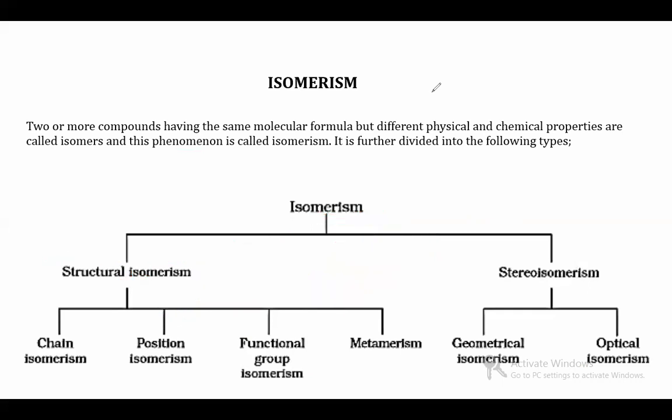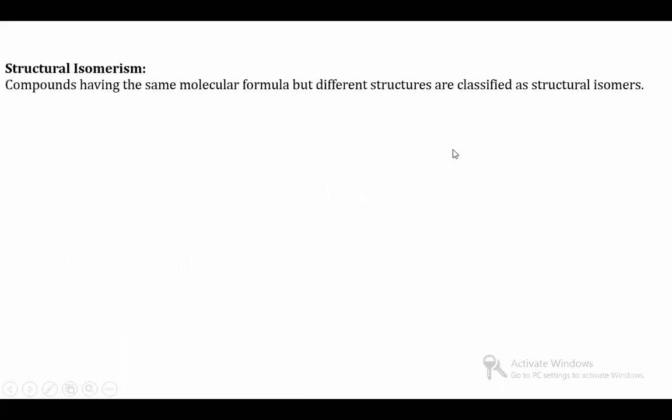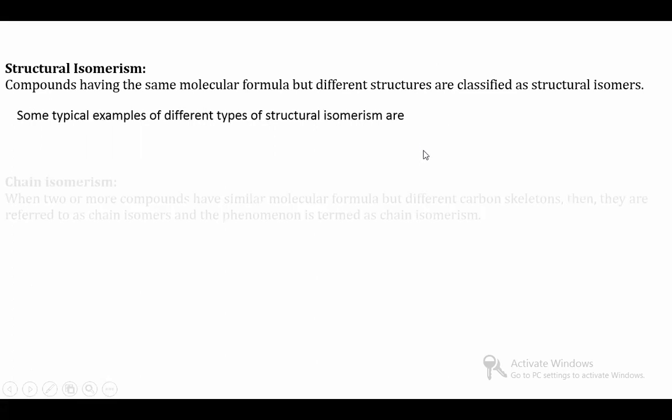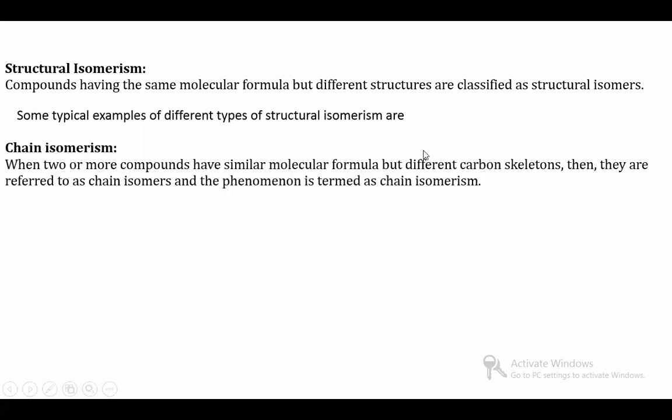And we'll see in detail with an example for each. Okay, first, structural isomerism. Compounds with the same molecular formula but different structures are called structural isomers. Here are some typical examples of the different types of structural isomers. First one, chain isomerism.